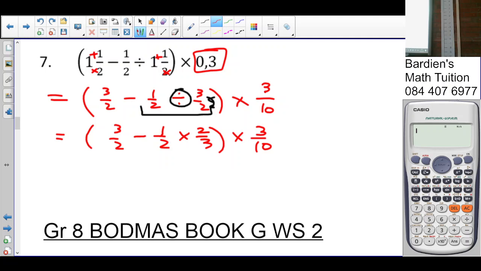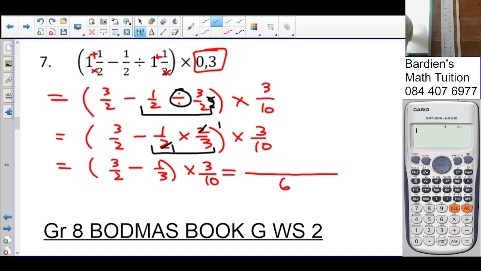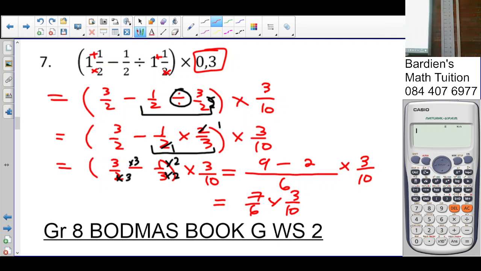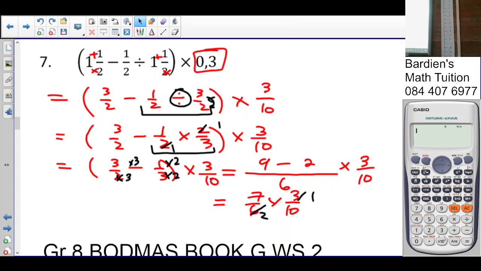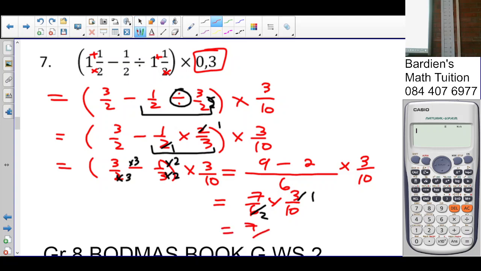So what needs to be done first is the multiplication inside the bracket. 2 goes into 2 once, 2 goes into 2 once. So it's going to be 3 over 2 minus 1 over 3, multiplied by 3 over 10. Again, looking at the bracket, what needs to be done first? We need to find an LCM first. So it's going to be 6. 2 multiplied by what is 6? 3. 3 multiplied by what is 6? 2. So 3 times 3 is 9 minus 2, times 3 over 10. What's 9 minus 2? 7. So it's 7 over 6 multiplied by 3 over 10. Simplify before we multiply. So 3 going into 3 once, 3 going into 6 twice. So it's going to be 7 times 1 is 7, over 2 times 10 is 20.